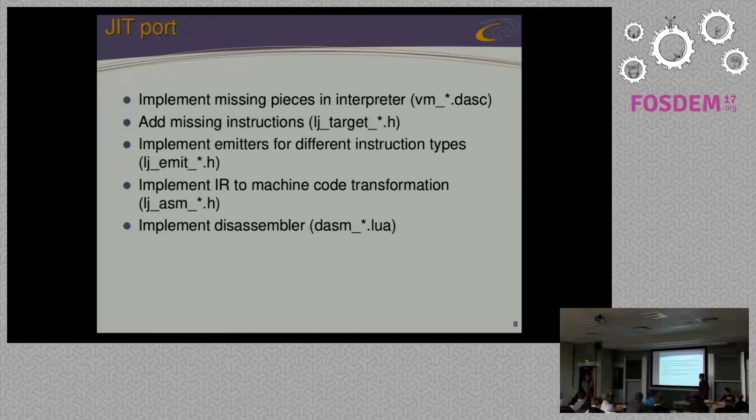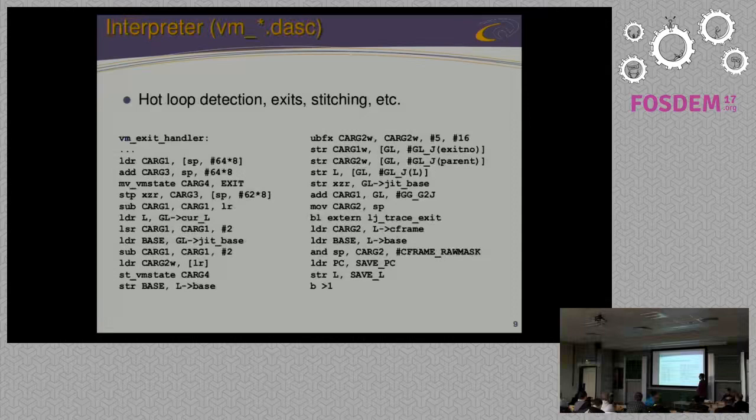It's just as it sounds, a disassembler for your architecture. So the first thing is the interpreter. As I said, hot loop detection, exits from JIT code, entrances to JIT code, trace stitching, etc. Those are all the things that you need to implement. This is a function that handles exits from JIT. So when something happens in JITted code, so it finishes or it fails, you want to go back to interpreter. And mostly every example that you are going to write is going to go through this function. So you want to get this function implemented properly in the very beginning of your code.